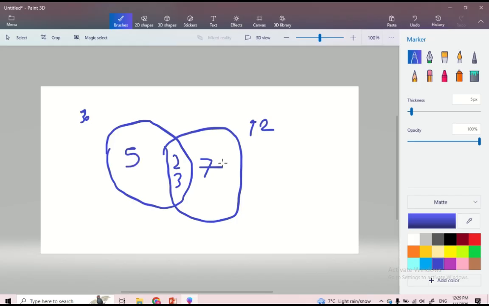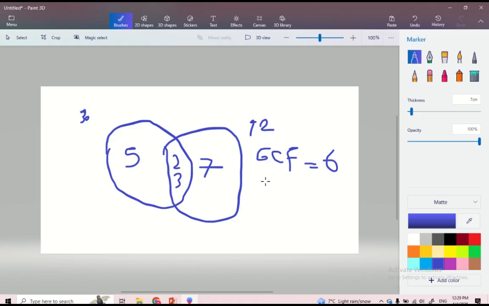And now I can easily find GCF and LCM. I really recommend you to use this method to find LCM and GCF because it's very easy. In order to find GCF, we said that we need to multiply the numbers within the intersection part. So I need to multiply these two numbers, which are 2 and 3. 2 times 3 is 6. So the GCF of these two numbers is 6.